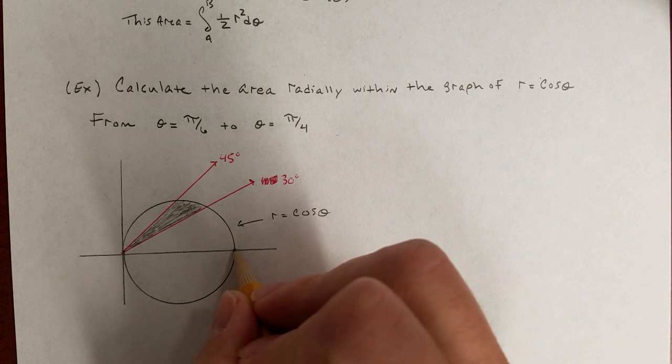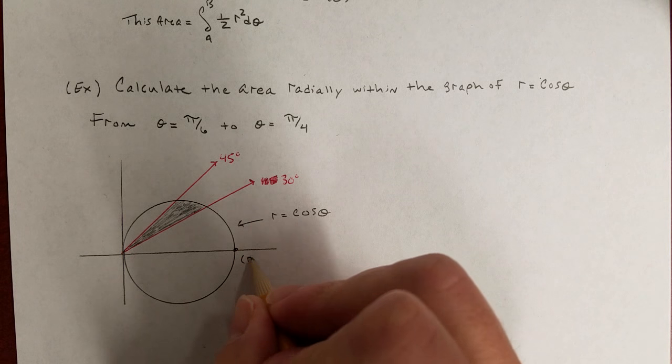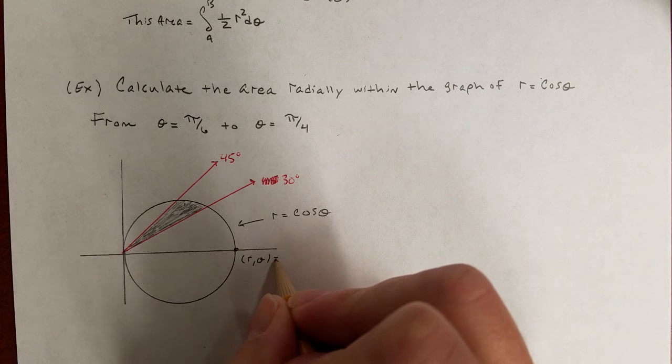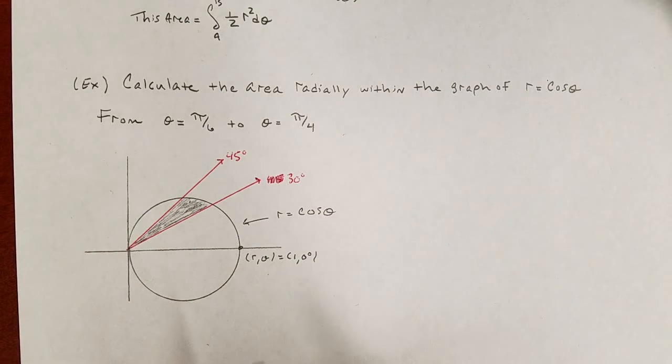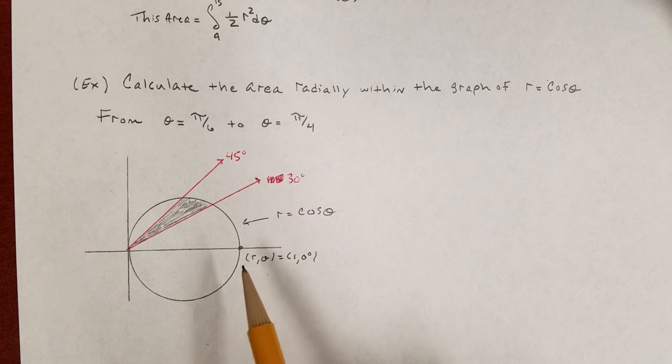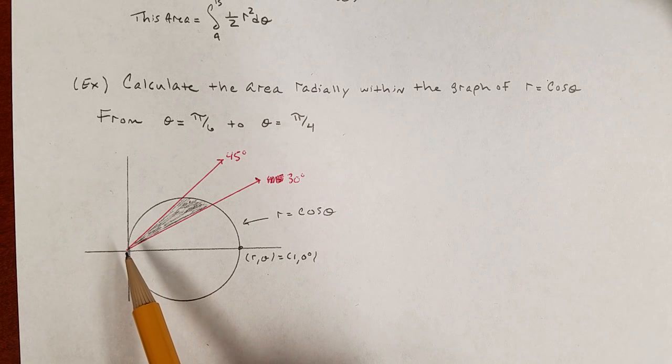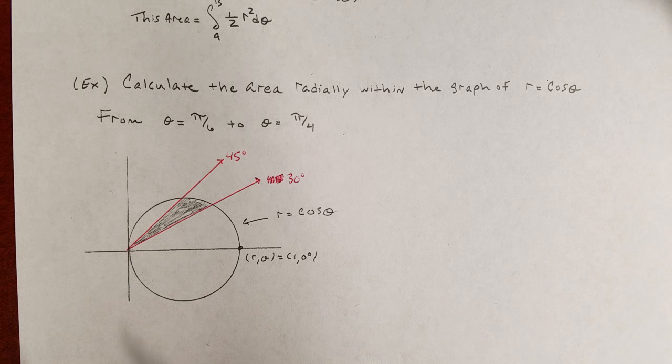You might note that that point in polar coordinates, r and theta, is 1 and 0 degrees, because isn't it true that cosine of 0 is 1? And cosine of 90 is 0. That's this point right here. But that's what it looks like. If we need to discuss how to draw the graphs, we can do that some other time. But that's what we have.